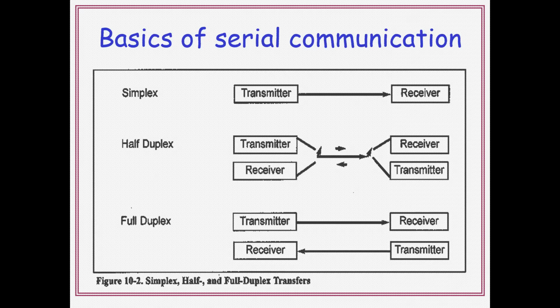And next one is full duplex communication. In full duplex communication, two separate channels are available to transmit and to receive data. For transmission, one channel is available. For receiving, one channel is available. So simultaneous data transmission is supported in full duplex communication. The best example is your mobile phone.